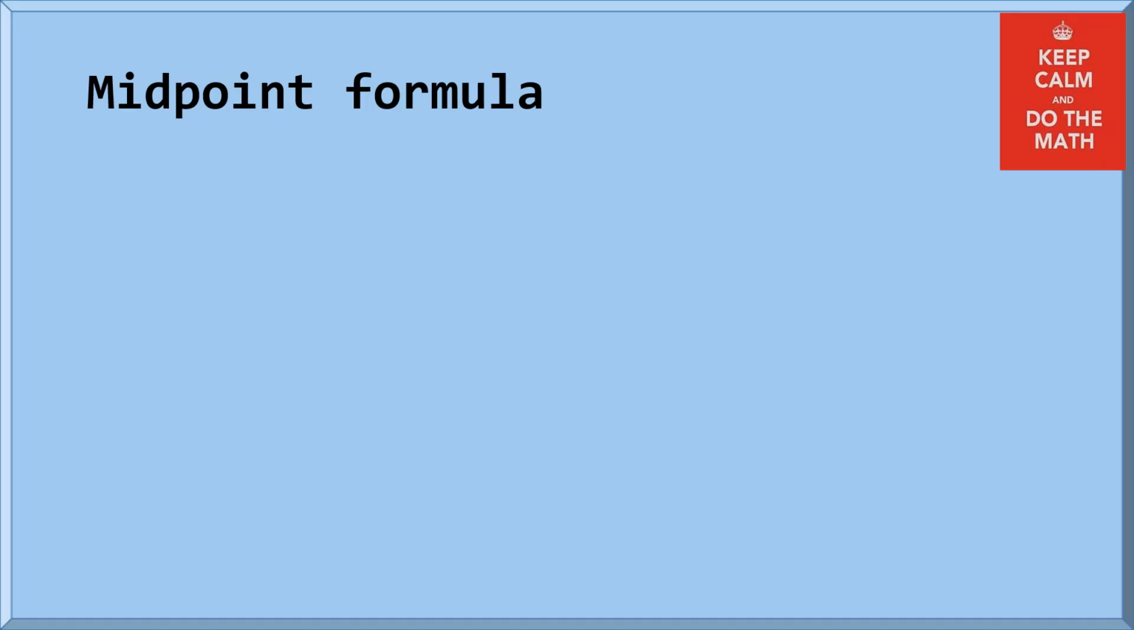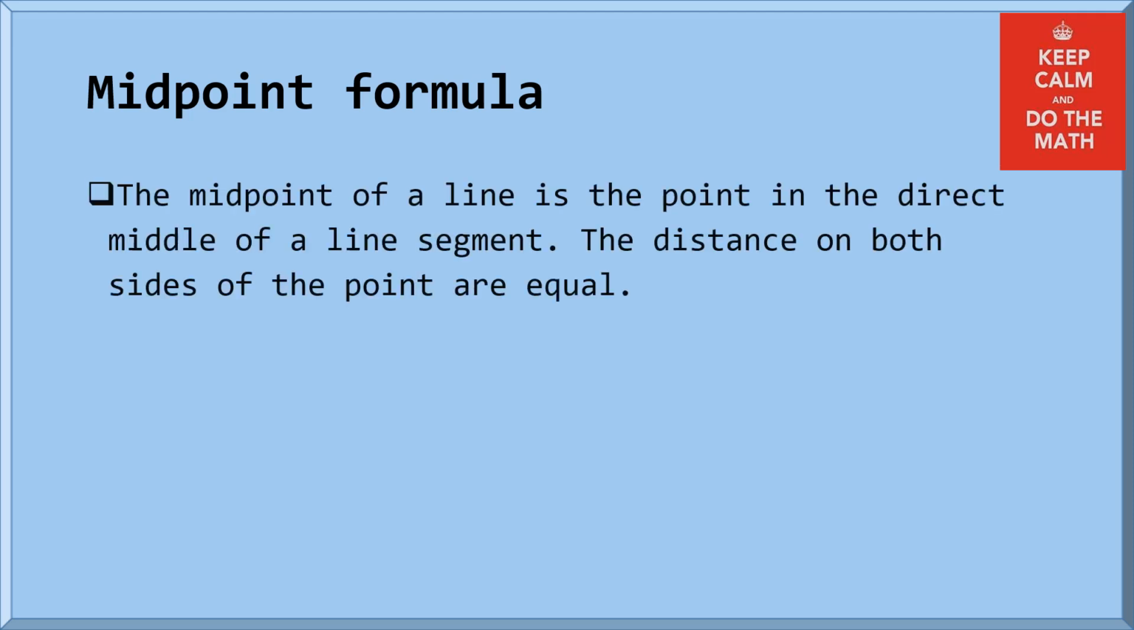We're going to discuss the midpoint formula. The midpoint formula is used to find the midpoint of a line segment. In other words, the distance on both sides of the midpoint is equal. So let's take a look at this example.